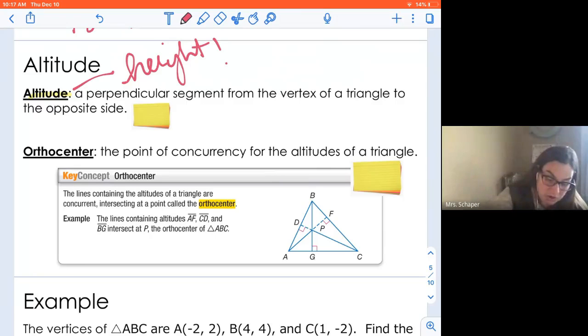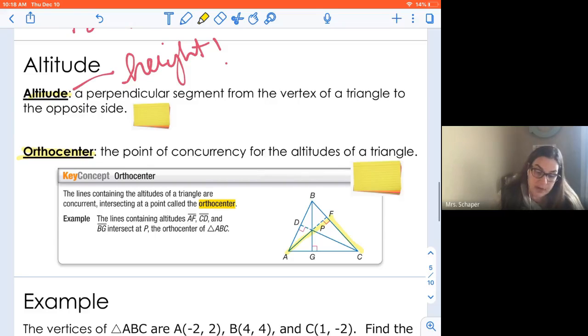Now, the point of concurrency for the altitudes is called the orthocenter. The orthocenter is the point of concurrency for your altitudes. There's nothing really special about them. It's not like they're all the same measurement or all an equal distance. That is the orthocenter. What we do know, though, is that they're always perpendicular. So that does help us when we're working with our triangles.